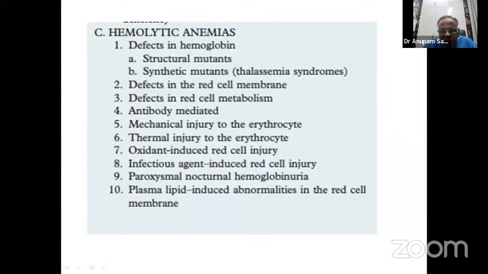Antibody-mediated destruction, like in autoimmune hemolytic anemia. You can have mechanical injury to the erythrocytes in the form of destruction by the artificial valves, etc. Thermal injury to the erythrocyte can be there, and so on and so forth. Most important is injury to the red blood cells due to infections, because these are the commonest ones which you come across. Then you can have paroxysmal nocturnal hemoglobinuria, etc.